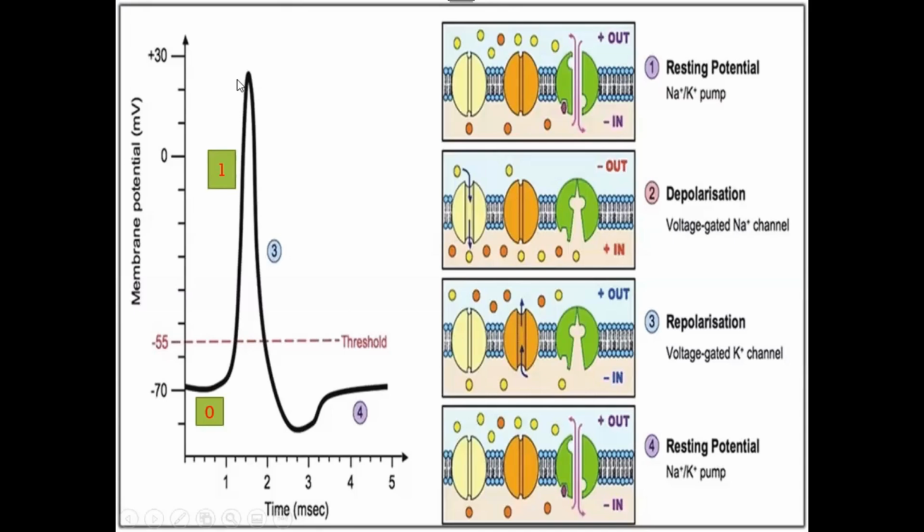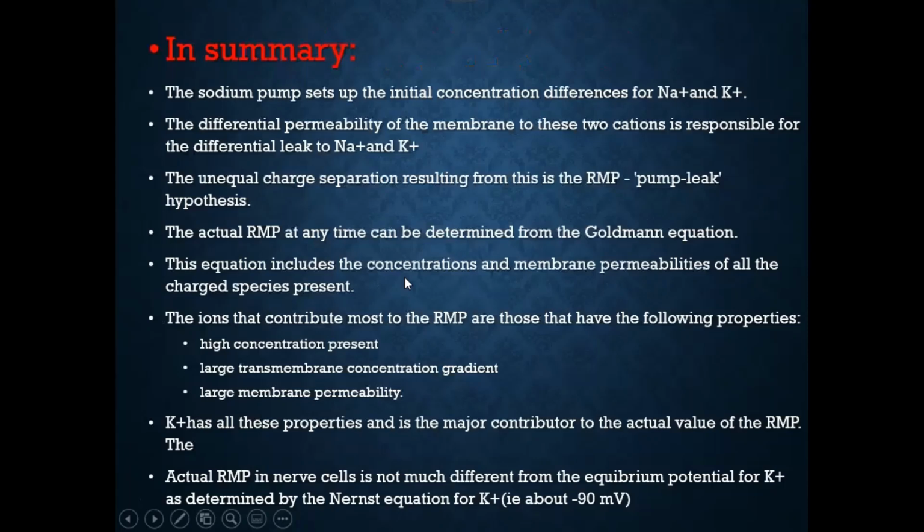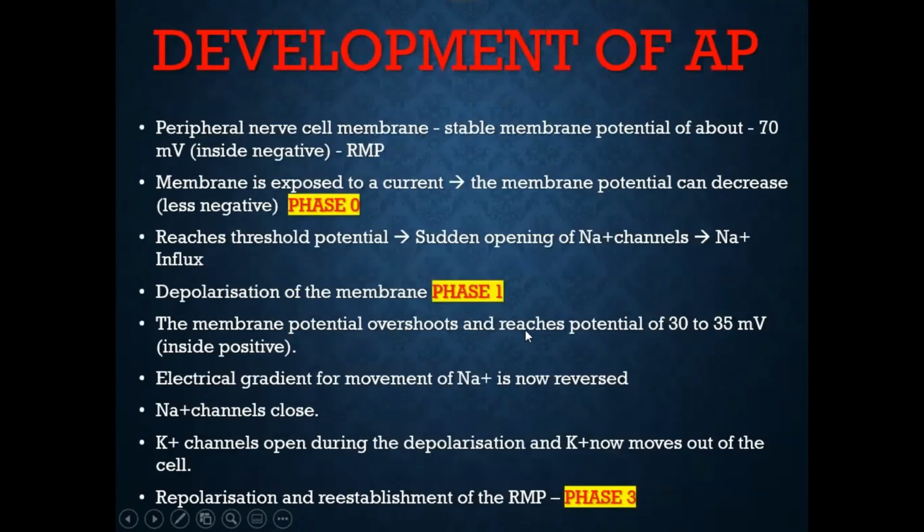closes and the gradient now will reverse. Okay, so what happens is reversal. The membrane potential overshoots and reaches 30 to 35. The electrical gradient for movement of sodium now reverses. Earlier, with the sudden opening of the fast sodium channel, a lot of sodium went inside. So now the electrical gradient is inside positive, relatively outside negative. Now it has to reverse. The moment it reaches an overshoot of 30 to 35, the sodium channel will close and the potassium channel will open.